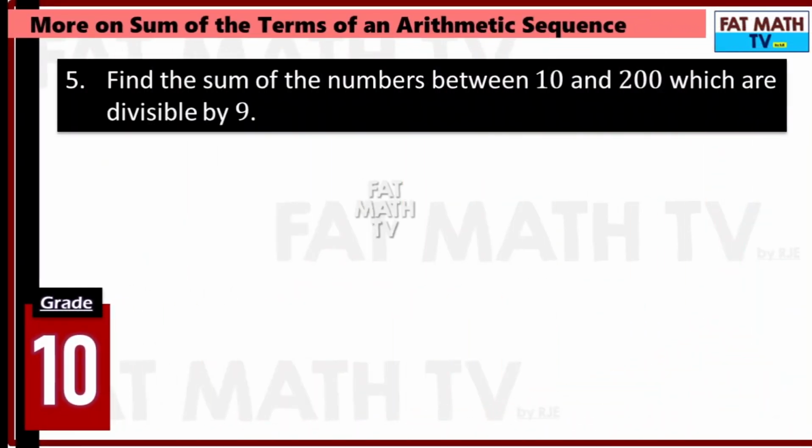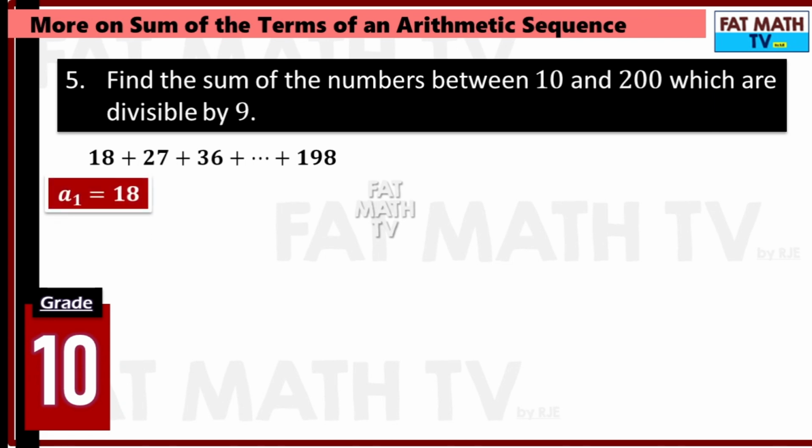Number 5. Find the sum of the numbers between 10 and 200 which are divisible by 9. So the first step here is to identify the numbers. What are the numbers that are divisible by 9 between 10 and 200? What is the lowest or the least? It must be 18. And the highest, you should also identify, that's 198. So 18 will be the first, and then 27, and then 36, followed by 45, and so on.